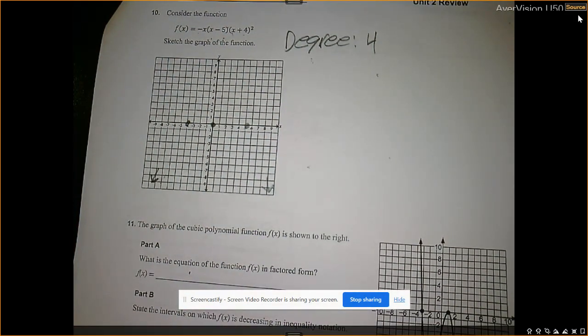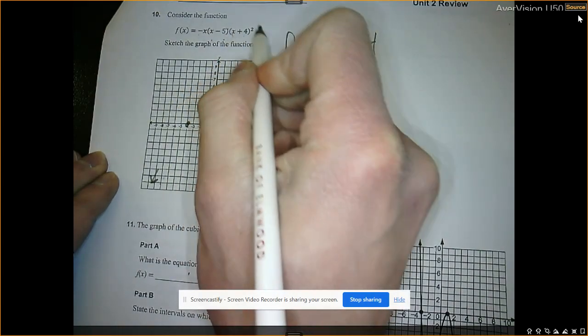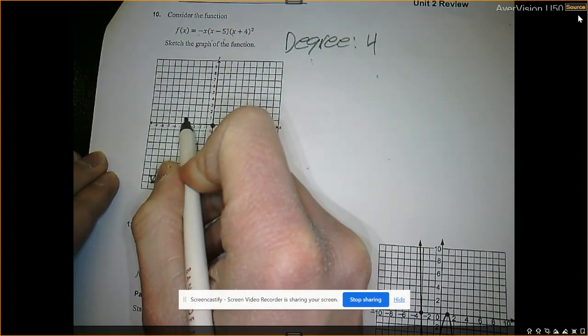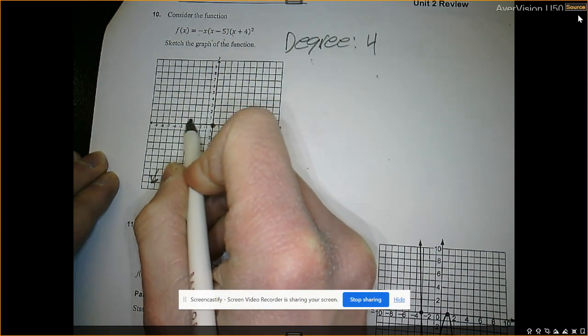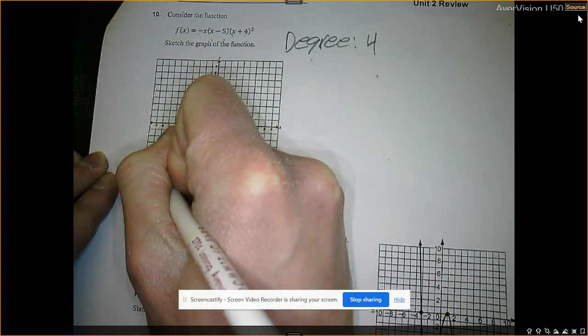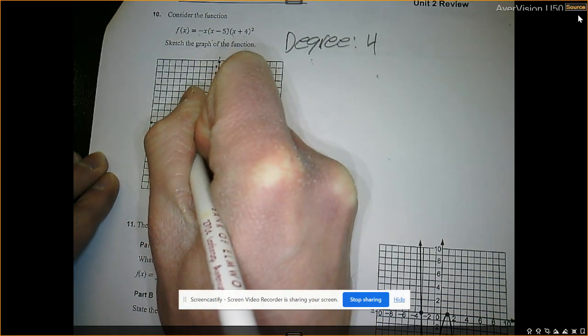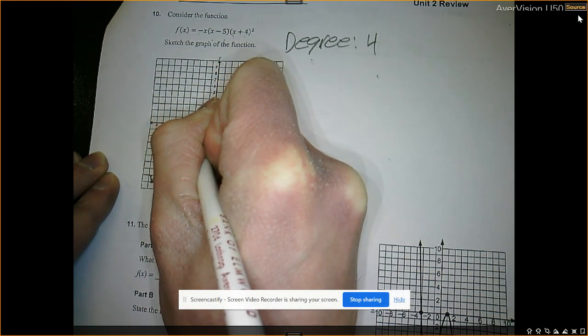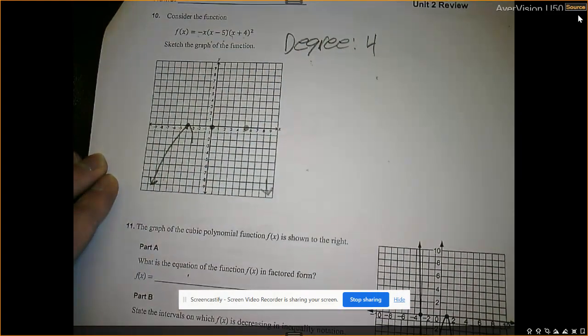And now you can just go ahead and say, well, x plus 4 squared is a double root, and that's this negative 4. This negative 4 is a double root. So that means when I get to it, I have to hit it and bounce right back off. Okay, so that's where I start.